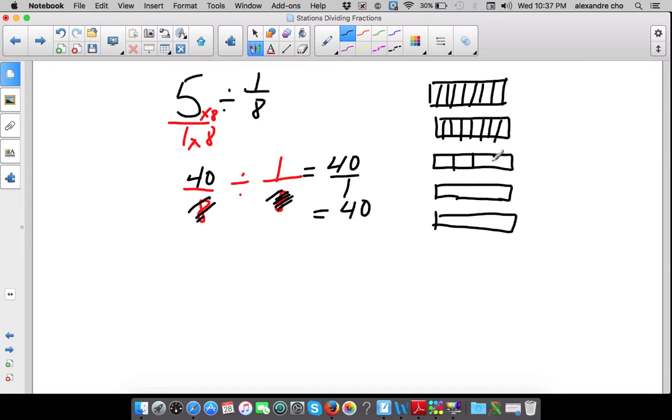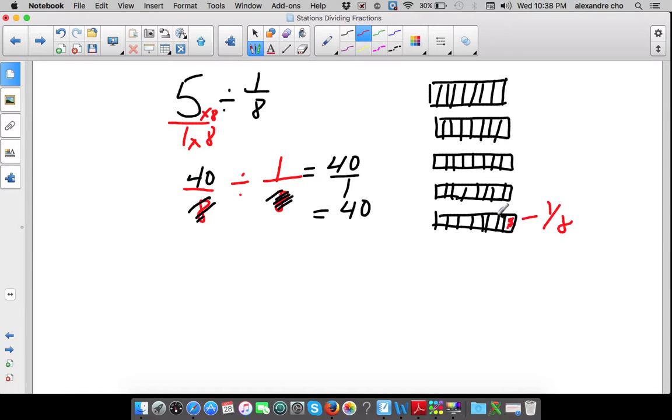Third batch, cut it into eighths. Fourth batch, cut it into eighths. And the fifth batch, cut it into eighths. Now everybody that you want to give this to will get this much, 1/8. So everybody gets 1/8.